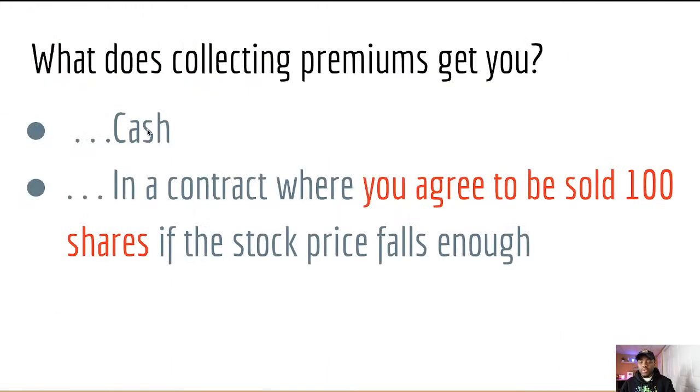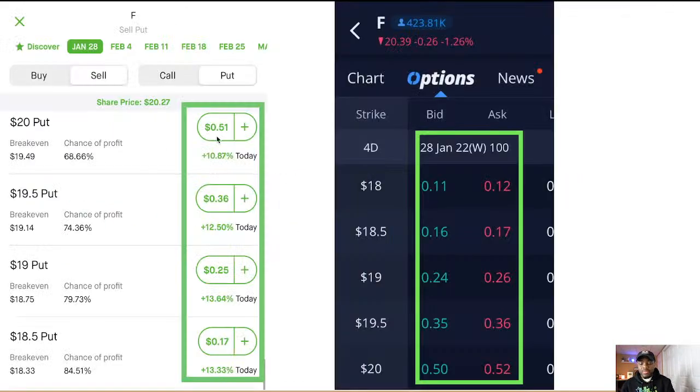So now, here we go. What does collecting premiums get you? First of all, it gets you the cash. That is the premium, right? And again, what do I mean by that? If you sell a $20 put, you would collect this $51 in buying power straight up into your account. If you sell the 19.5 strike, you would collect $36 in your buying power.